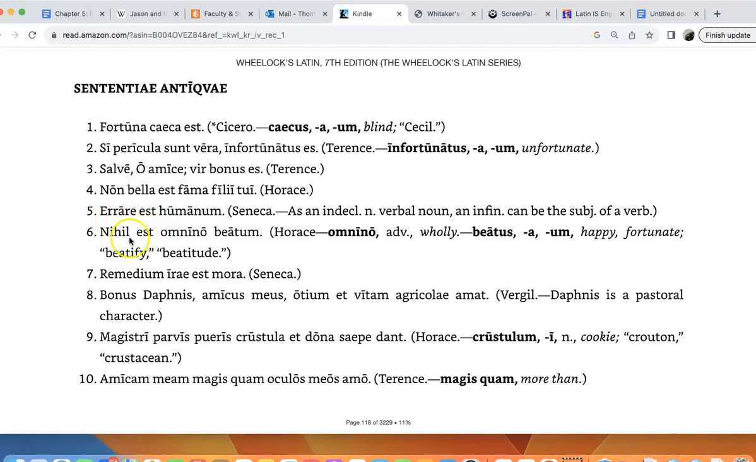All right, moving on here. Sex nihil es omnino beatum. So we have another one by Horace. And again, they give us a little bit of help. So omnino means holy. And then beatus, we've had before, can mean happy or fortunate. Again, we get the words beautify and beatitude in English. So some good Latin words here. And so what do we have here is that nothing is holy and then fortunate or happy.